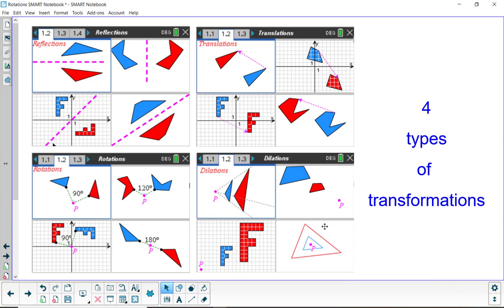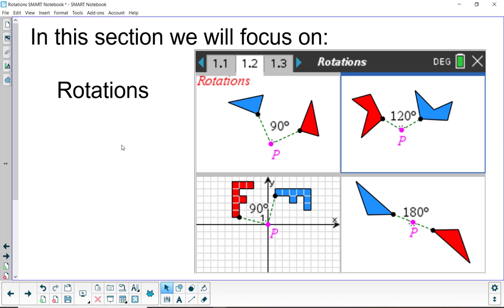There are four types of transformations. We've looked at reflections and translations. This one is rotations, and coming up will be dilations. But in this section, we'll focus on rotations, and here we have four rotations to give you an idea.